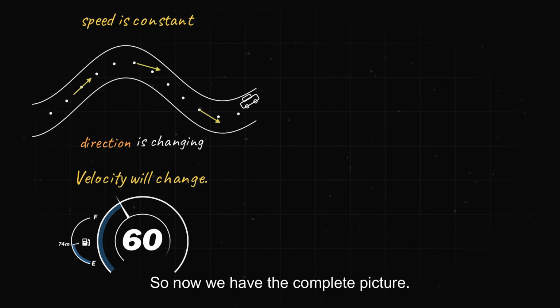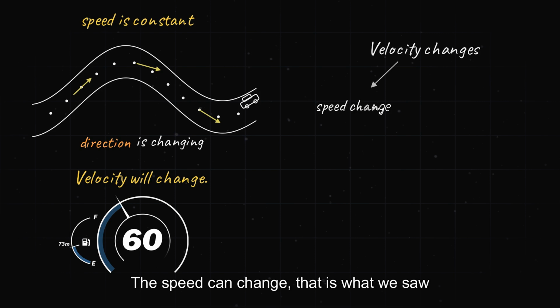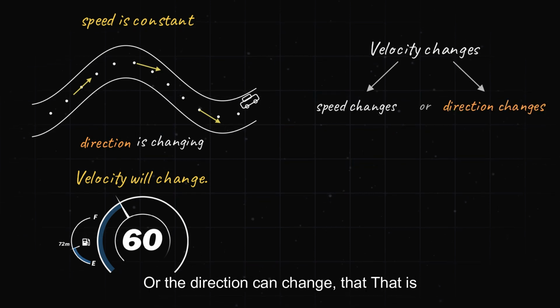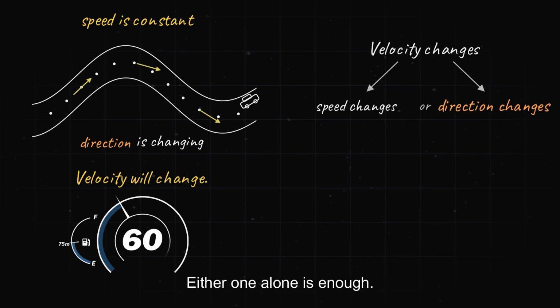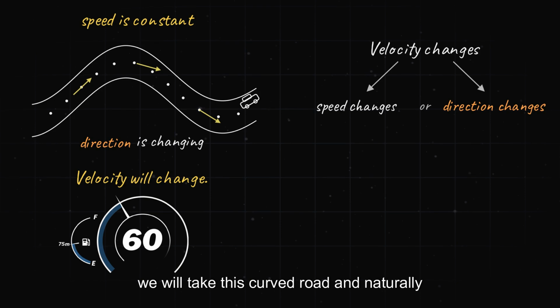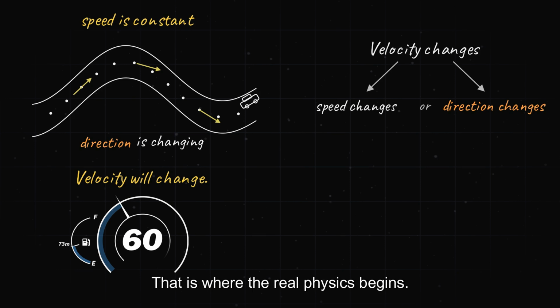So now we have the complete picture. A velocity can change in two ways. The speed can change, that is what we saw on the straight road, or the direction can change, that is what is happening here. Either one alone is enough. And in the next part, we will take this curved road and actually measure how much the velocity changes. That is where the real physics begins.